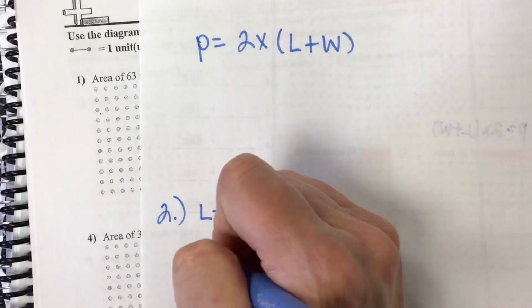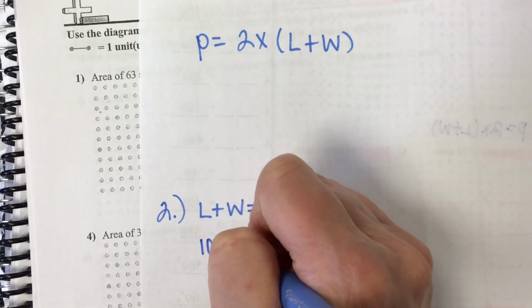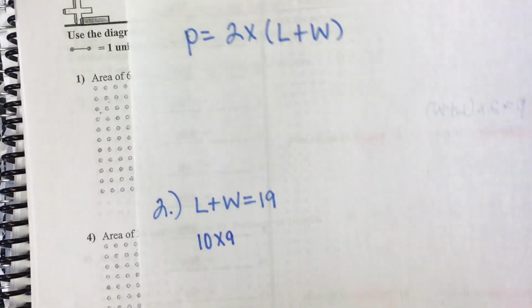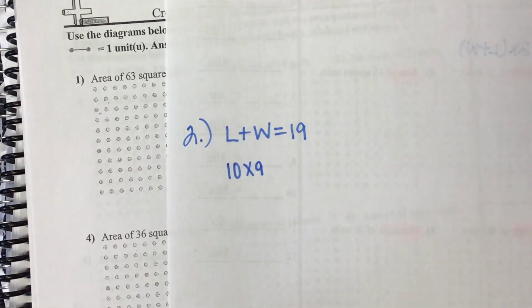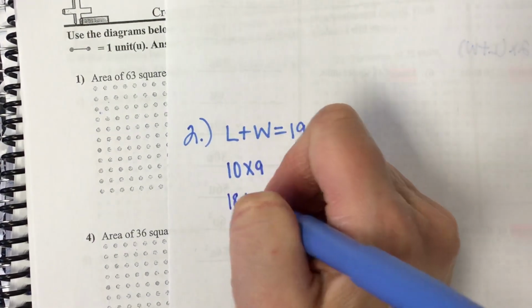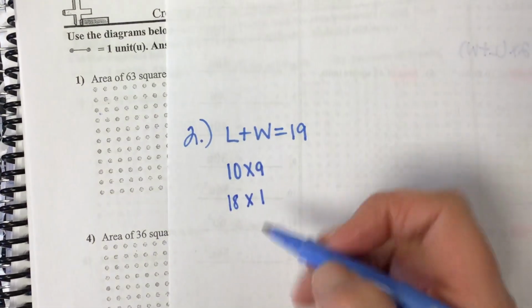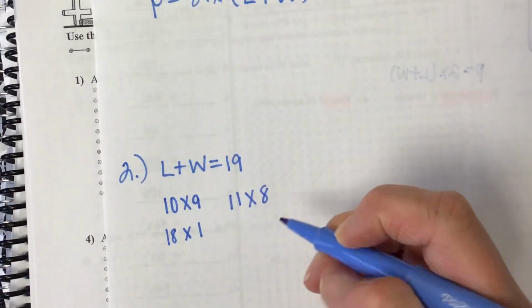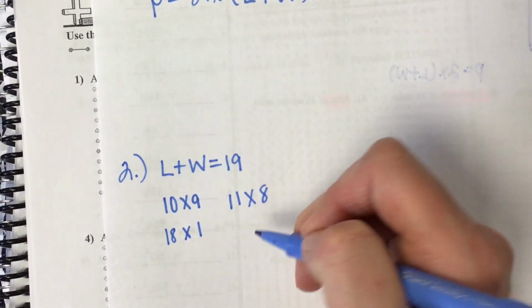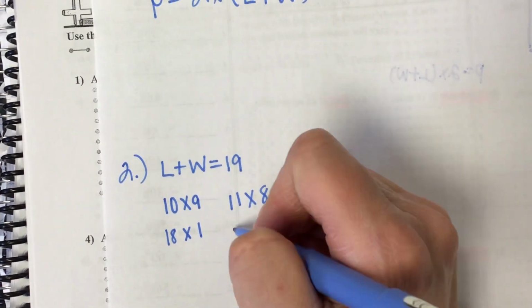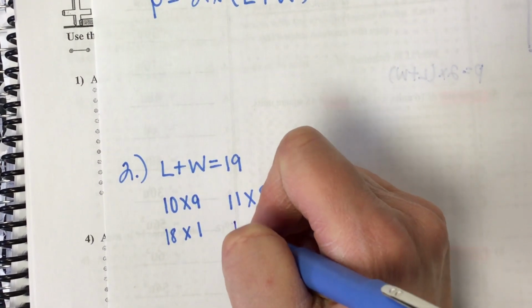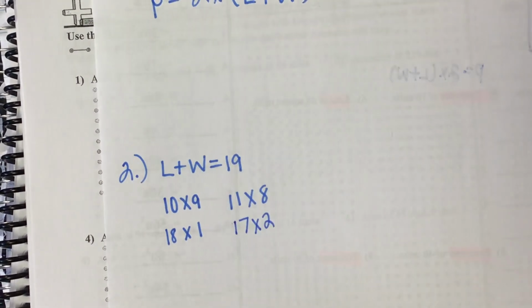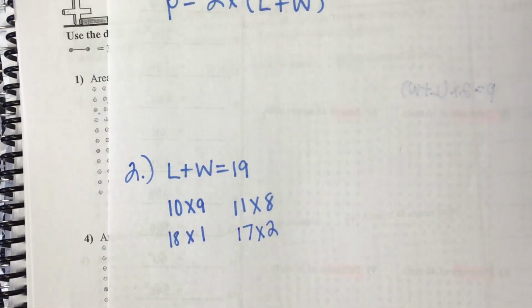10 and 9. So it could be, remember this X, 10 by 9. What else could it be, Callie? 18 by 1. Benny, give me one. 11 and 8. 11 by 8. Give me one, Derek. 17 by 2. Now, let's not look at any more. Let's just keep it at that.